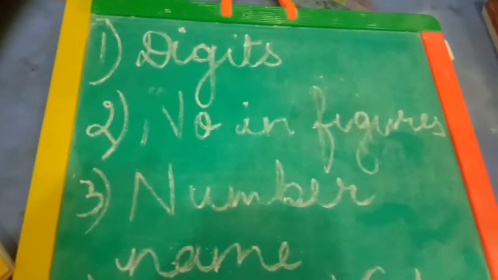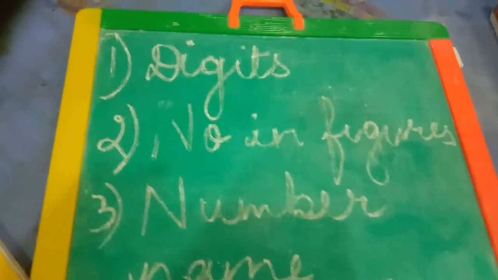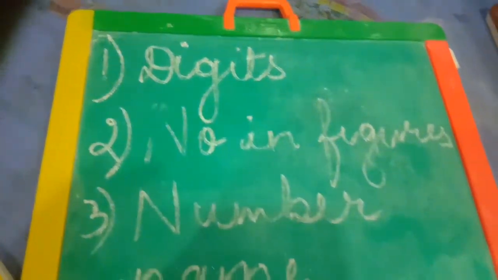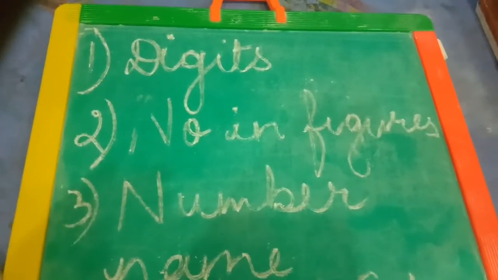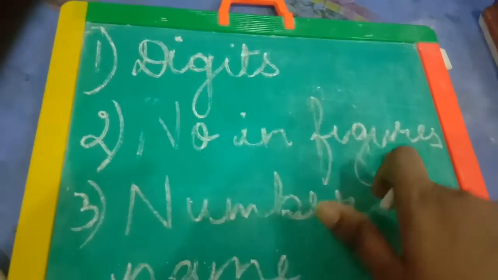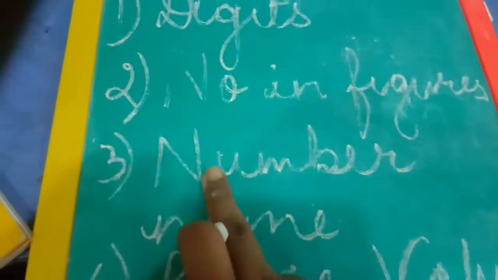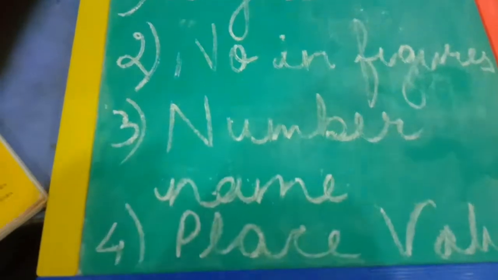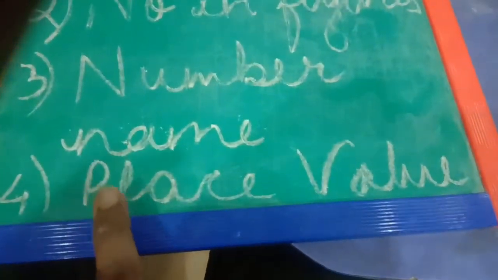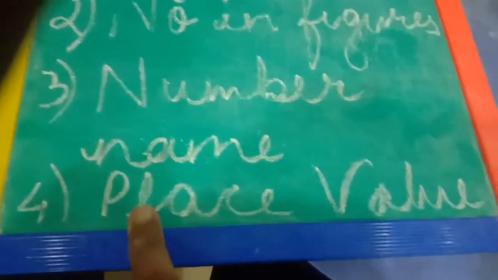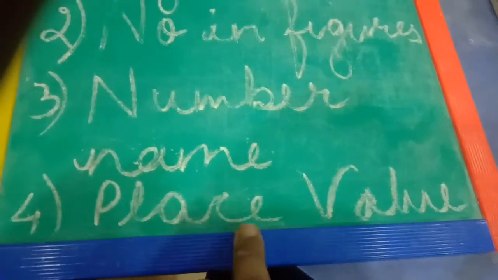In the previous classes of maths, we had studied about digits. Then we had also learned how to write in figures, then how to write the number name. And we had clearly understood the concept of place value.